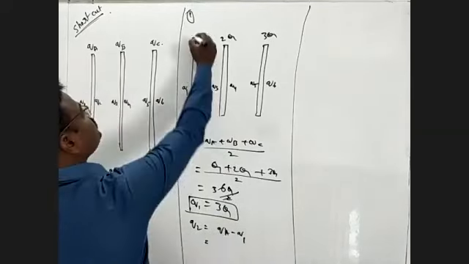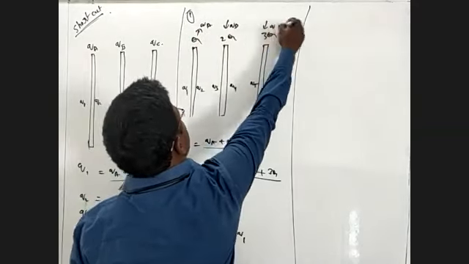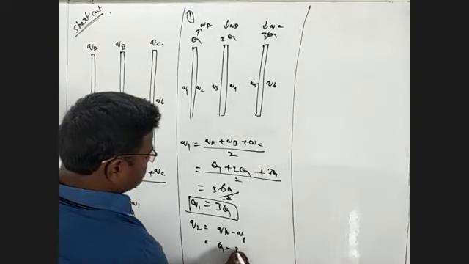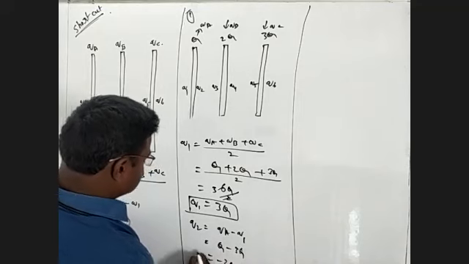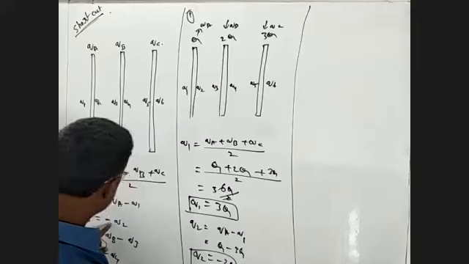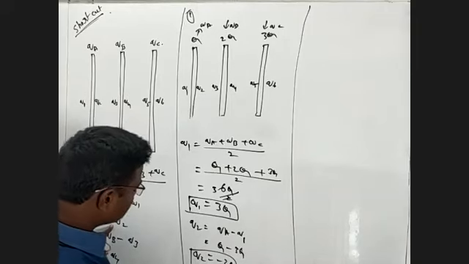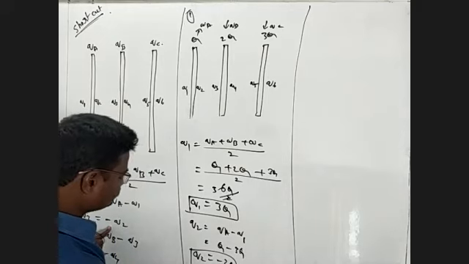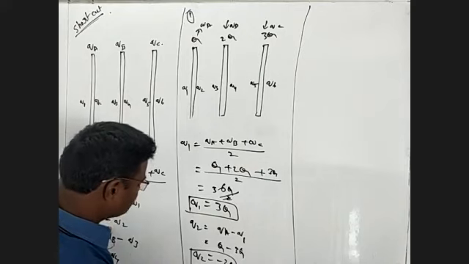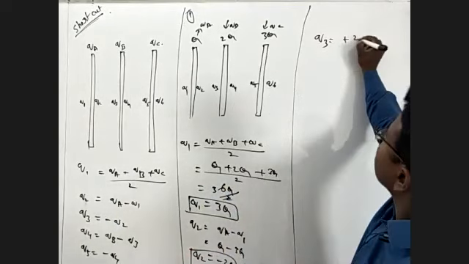You take QA, this is QB, this is QC. QA means Q minus Q1. Q1 means 3Q. What is the value? Minus 2Q. This is the Q2 value. Q3 is equal to minus Q2, so minus of minus 2Q. What is the value? This one is Q3. So Q3 is equal to plus 2Q.